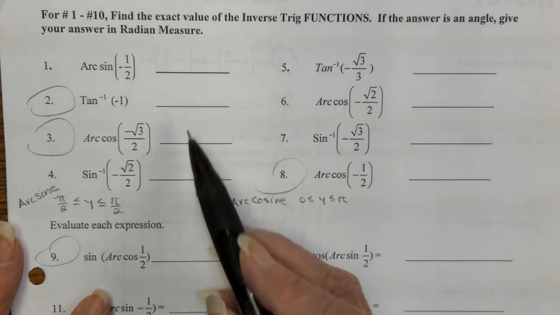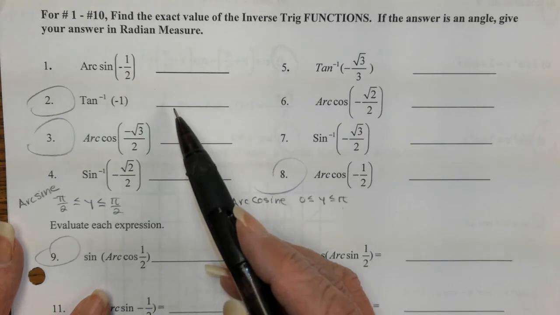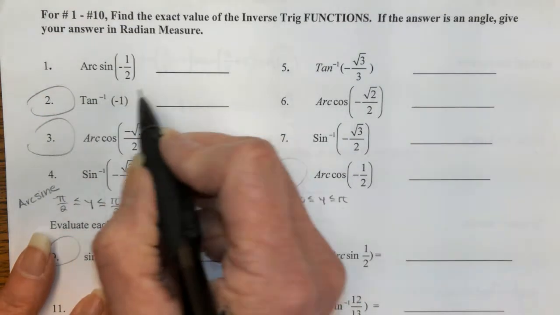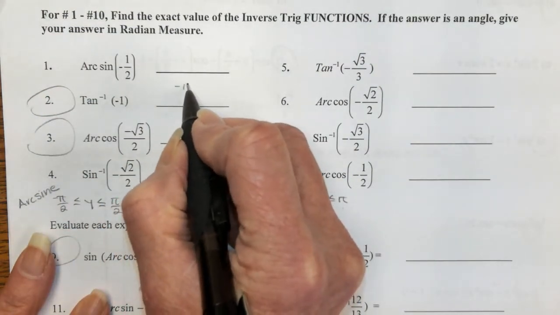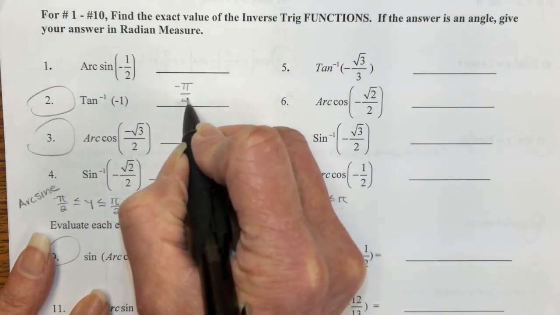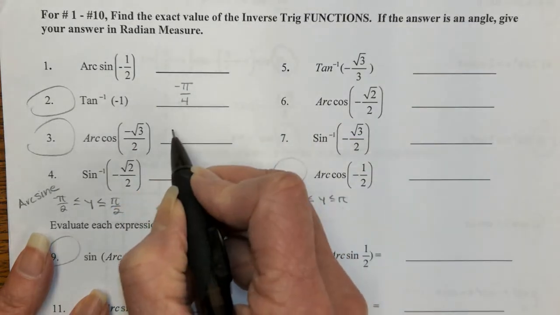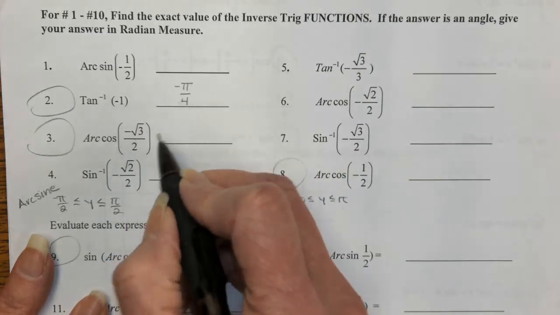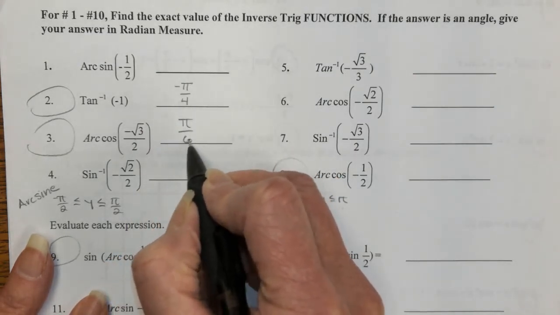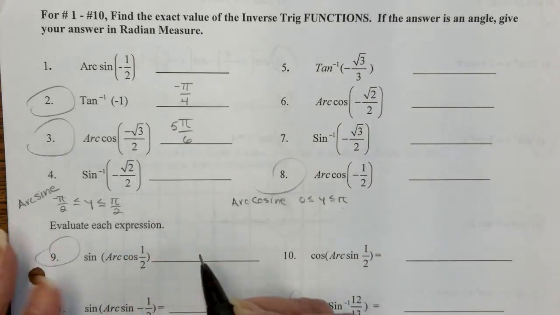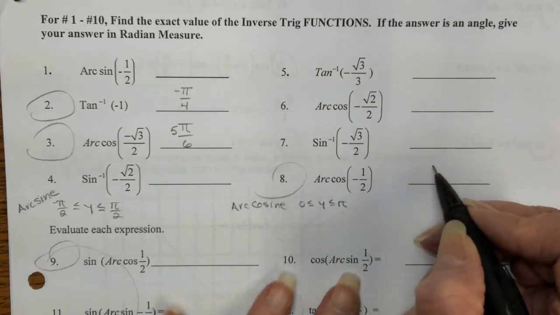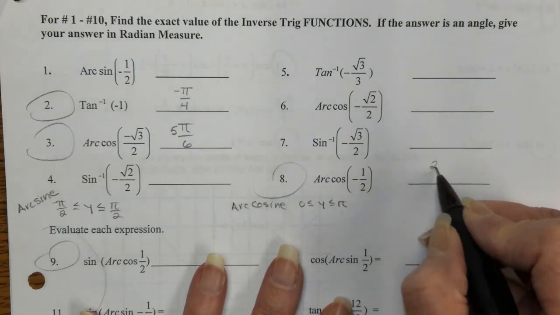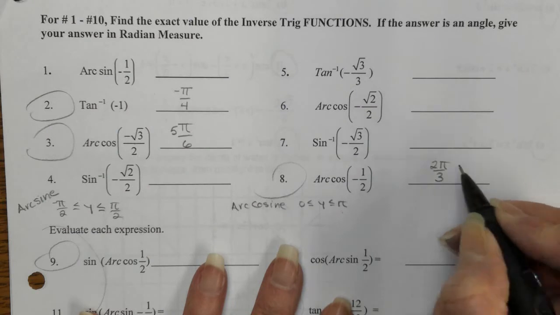So each of these examples will have one answer and one answer only. So the arc tangent of negative 1 is negative pi over 4. For arc cosine, remember we have to go into the second quadrant because this ratio is negative. So the family is pi over 6, and this will be a 5 pi over 6. And for this one over here, again, we're looking at arc cosine, so we're looking into the second quadrant to get the angle for this, and it's going to be 2 pi over 3.